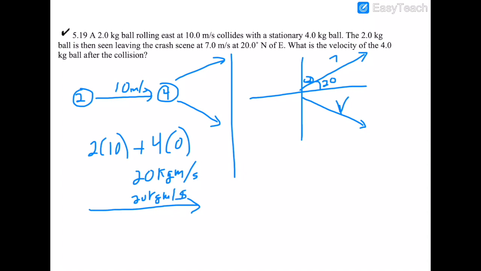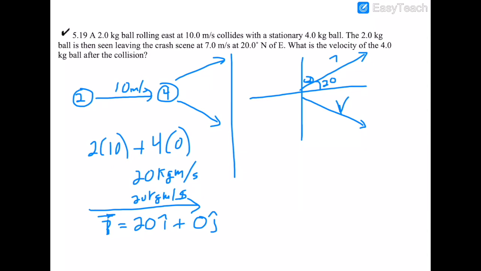So we're going to write this in i hat, j hat form. So before. We'll call it the vector before, and it is going to be equal to 20 i hat plus 0 j hat. It's all going to the right and none going down or up. Okay, that's the momentum before.